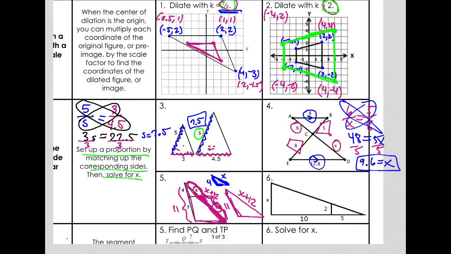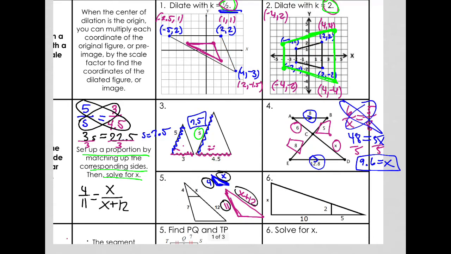And now we can go ahead and write a proportion where we set up the corresponding sides in a ratio, set them equal to each other. So 4 is to 11, as x is to x plus 12.